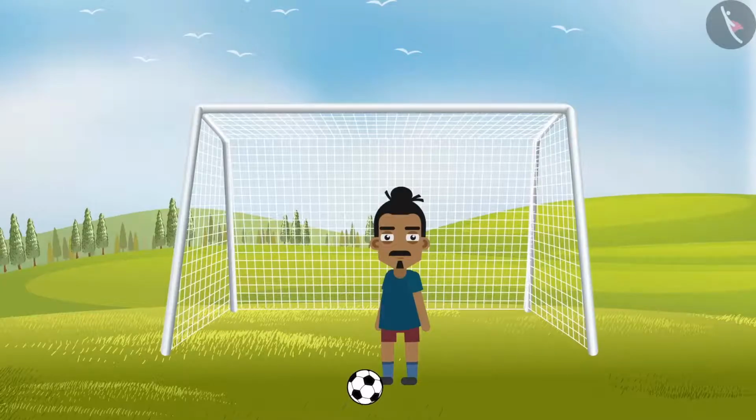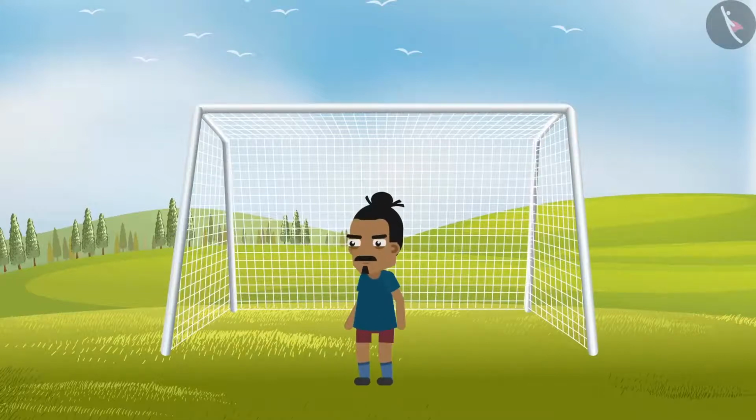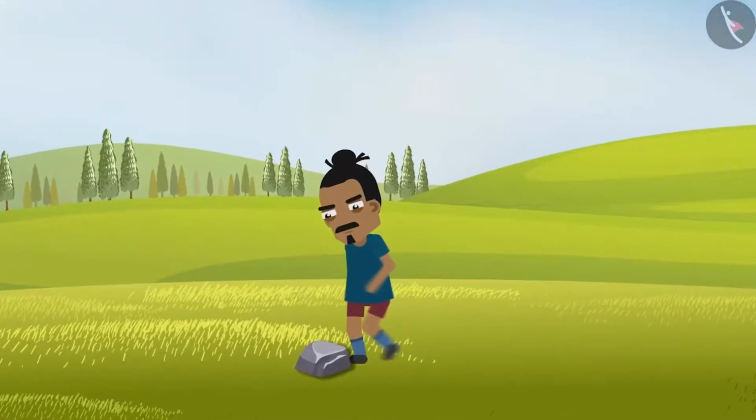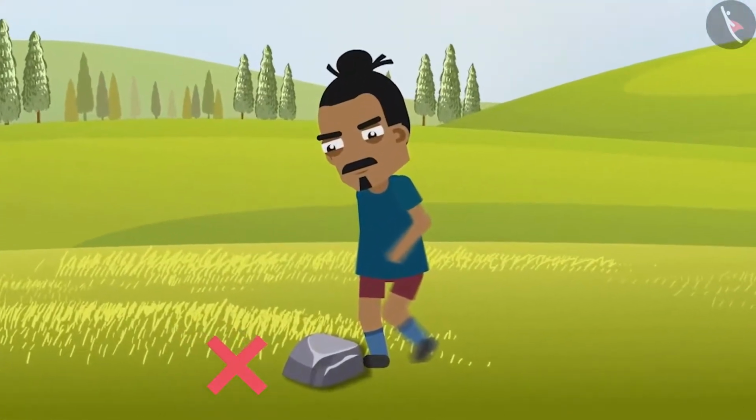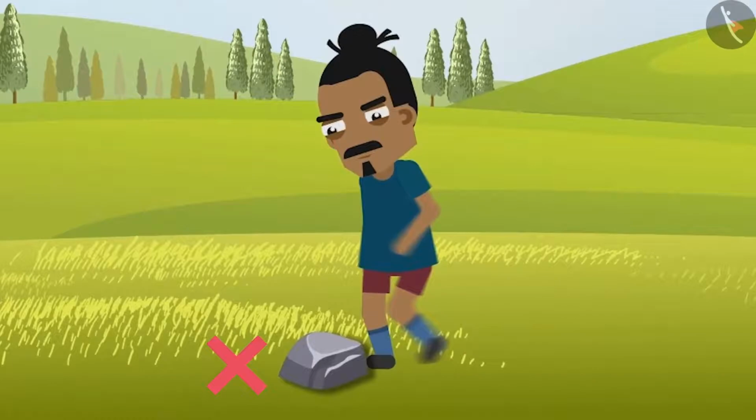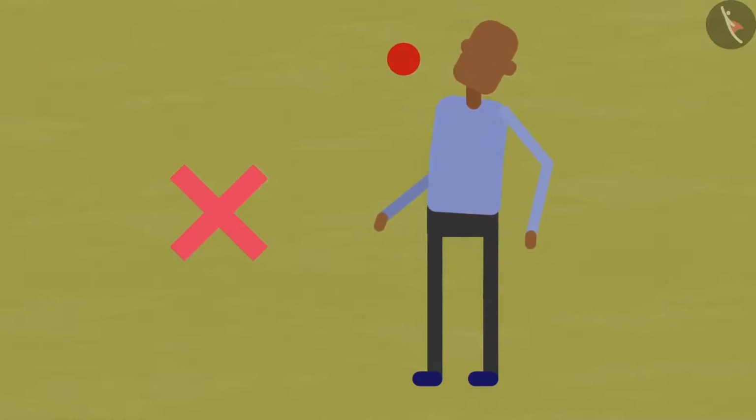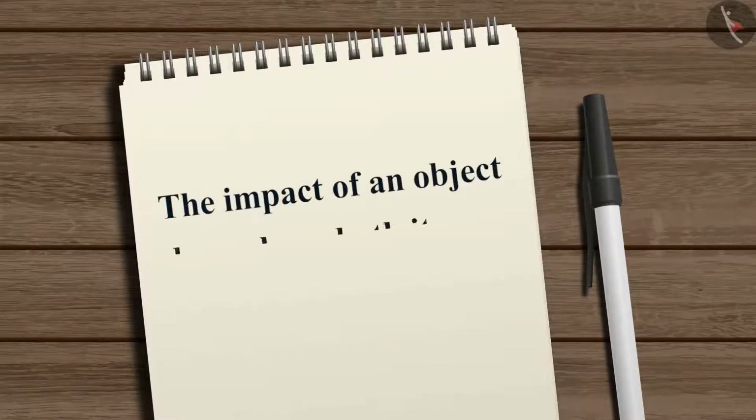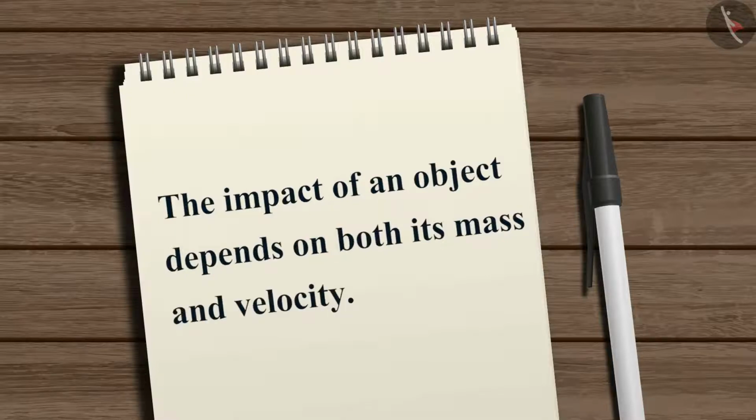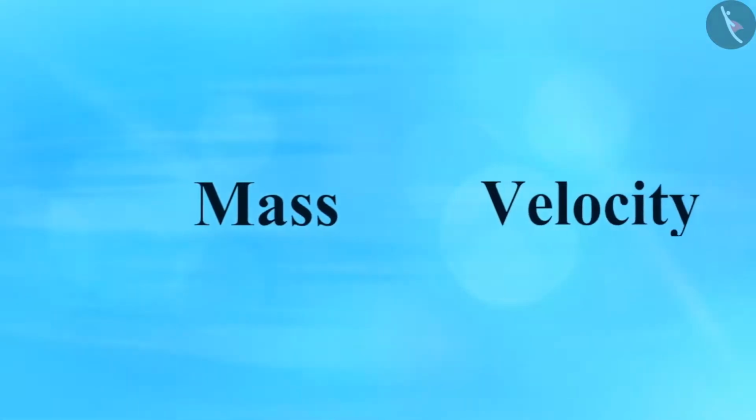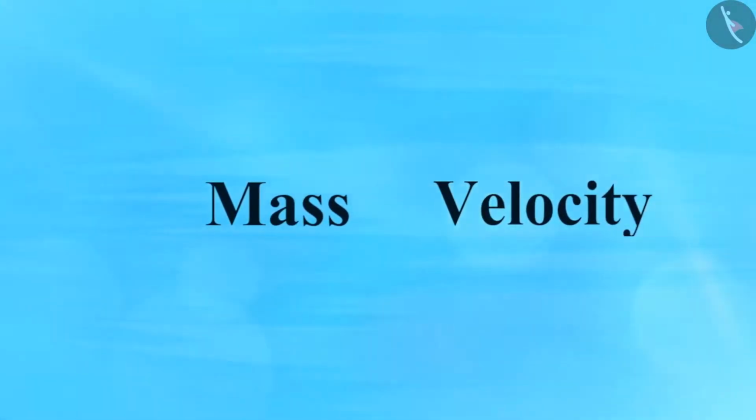In a football match, when the footballer kicks a ball, the ball moves but the player does not get hurt. However, if the player were to kick a rock, the player's leg would get seriously injured. Even when a small object like a cricket ball is thrown with a high velocity, it can hurt a person. These examples suggest that the impact of an object depends on both its mass and velocity. This indicates there may exist a certain quantity that combines the mass and velocity of an object.